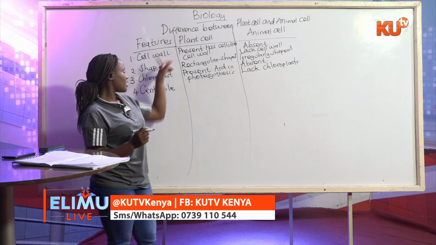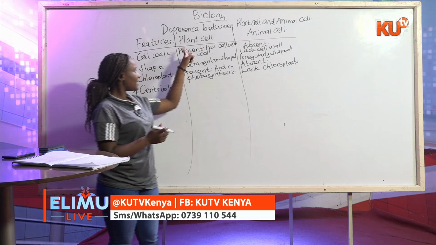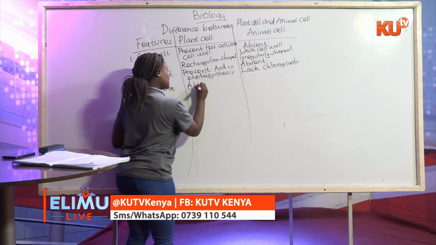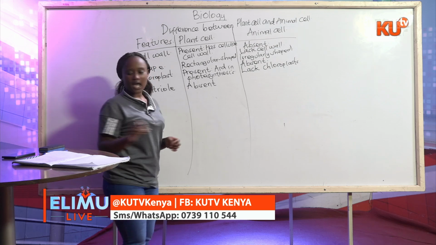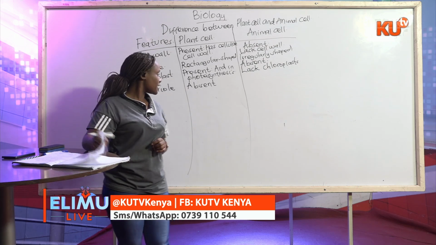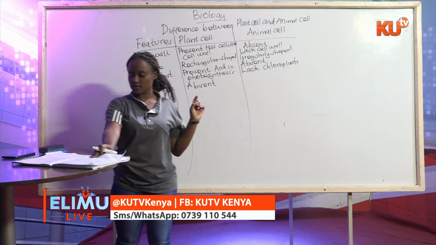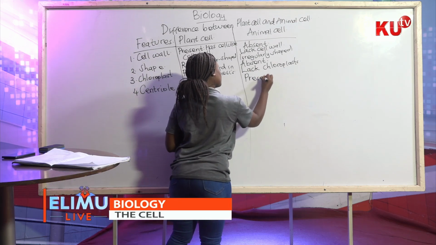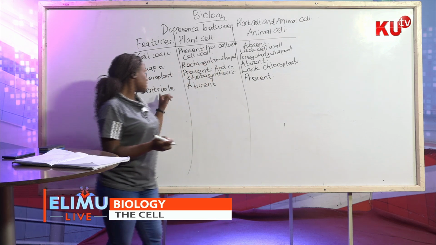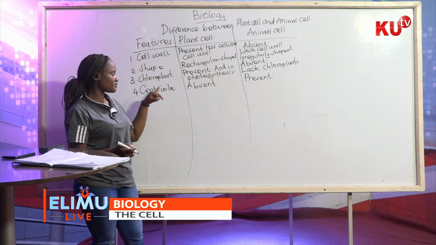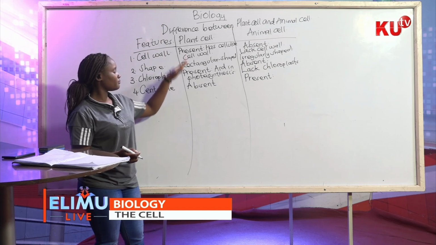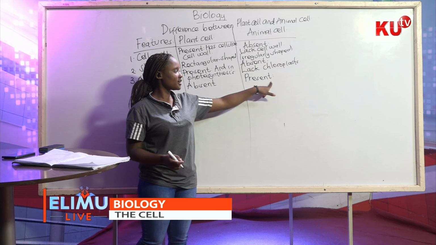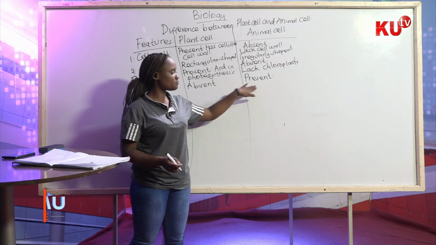Our fourth feature, we have the centriole. Now in plant cell, the centriole is absent. And in our animal cell, the centriole is present. The centriole, we said, aids in the formation of the cilia and the flagella. In plant cell, we lack the centriole, but in animal cell it exists, so it is present.